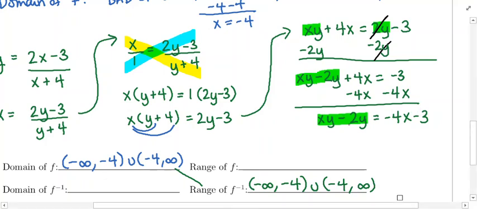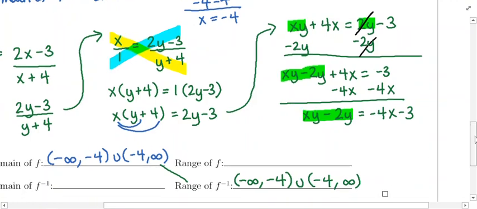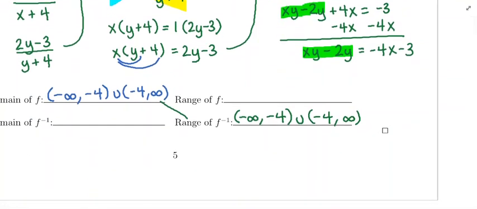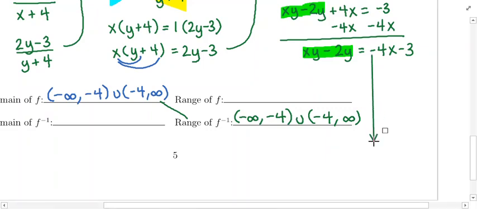This is what you do to get y by itself. On the left, both pieces have a y. It is common to both pieces. So I'm running out of room here, so I'm going to go down here. Let me draw a little arrow. On the left side, I'm going to factor out a y. If I factor out a y, I'm going to be left with x minus 2.